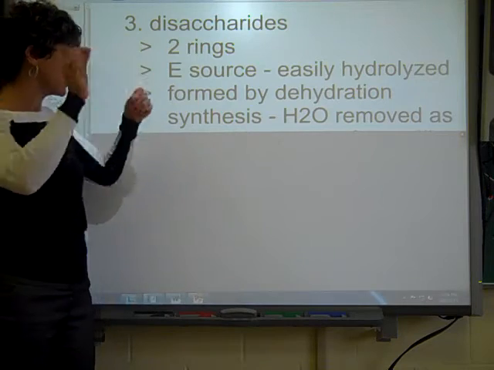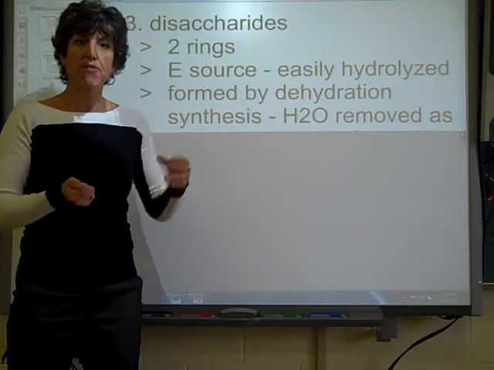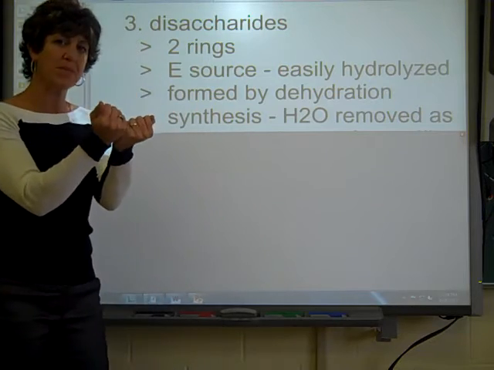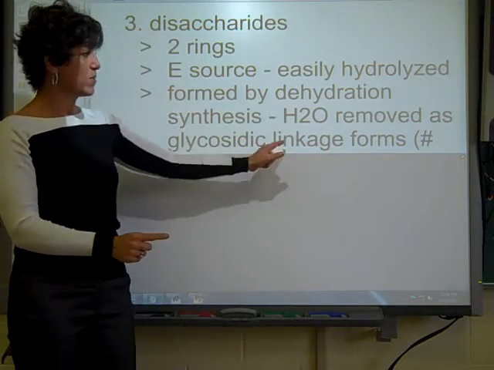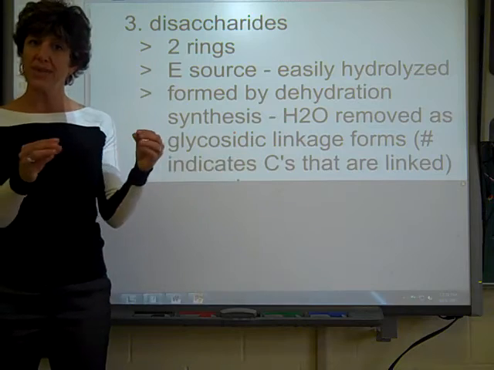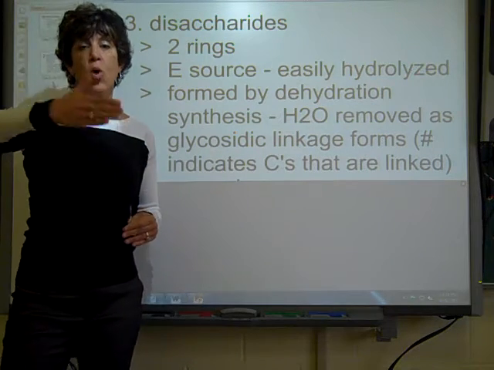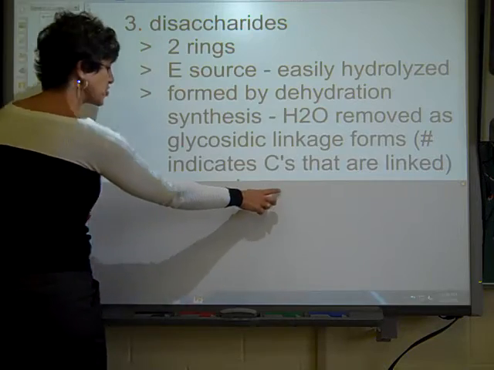I'm going to show you a picture. We're going to draw it in a minute. But dehydration synthesis is when you take an OH off of one and an H off the other and you allow them to connect. When they connect through that oxygen, we call it a glycosidic linkage. We're going to notice the number of the carbons that are linked, and we could call it a 1,4 glycosidic linkage or a 1,6 glycosidic linkage.